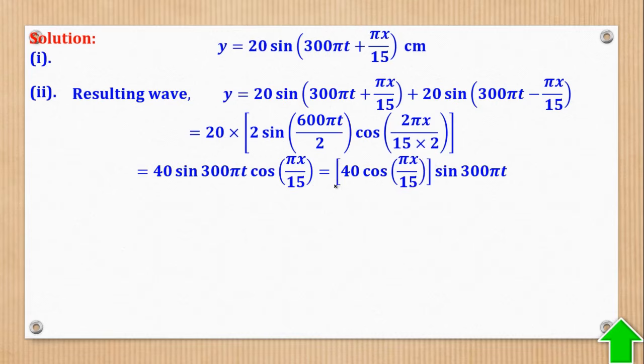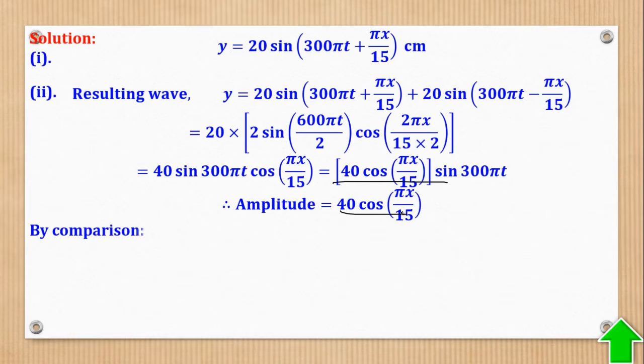So in this case, the whole of this is what we call the amplitude. So that's what they wanted. So this is the resulting wave, and this is the amplitude.